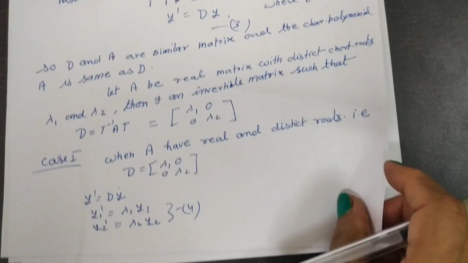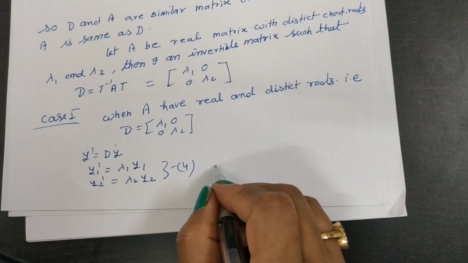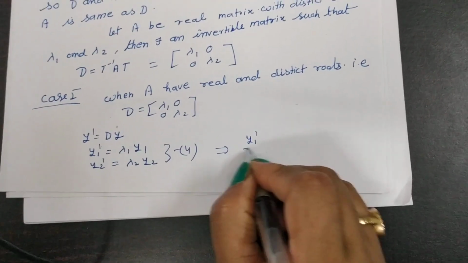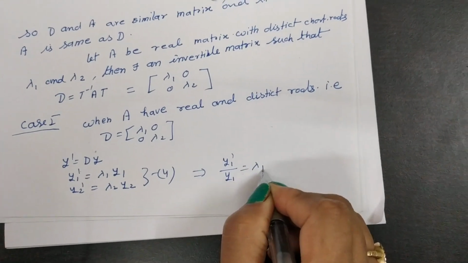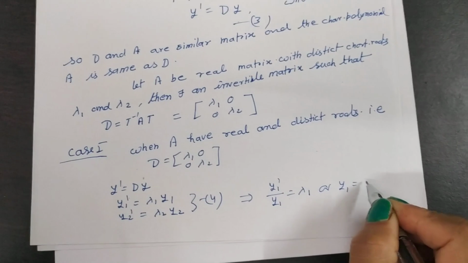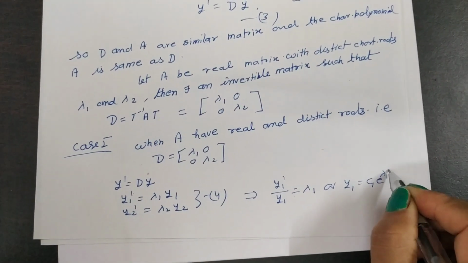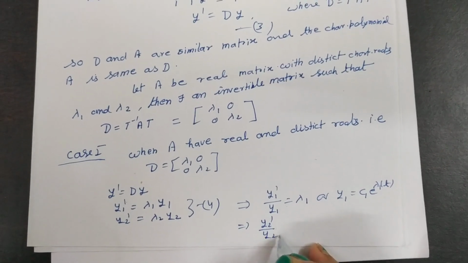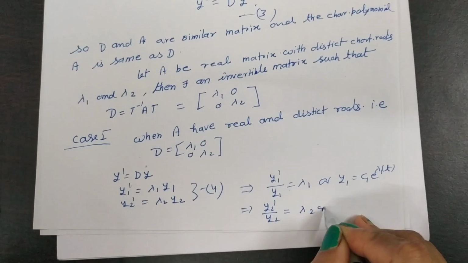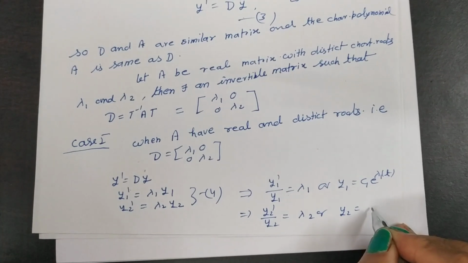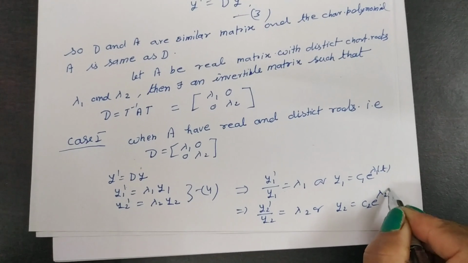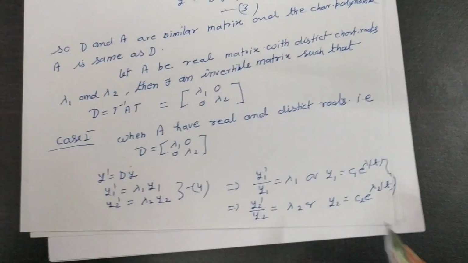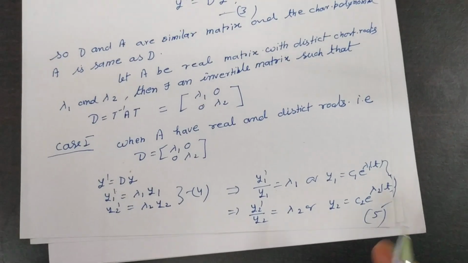From equation 4 it is clear that y1'/y1 = lambda 1, so y1 = c1 e^(lambda 1 t), and this also implies that y2'/y2 = lambda 2, so y2 = c2 e^(lambda 2 t). Let us suppose that this is equation 5.